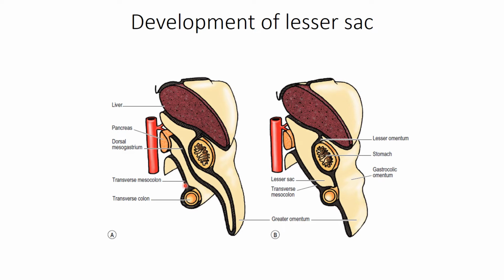it lies the transverse mesocolon, which encloses the transverse colon. And since, after the fusion of this greater omentum with the transverse mesocolon, this cavity doesn't extend beyond the transverse colon. So the inferior recess is only up to the upper portion of the transverse colon in adult life.